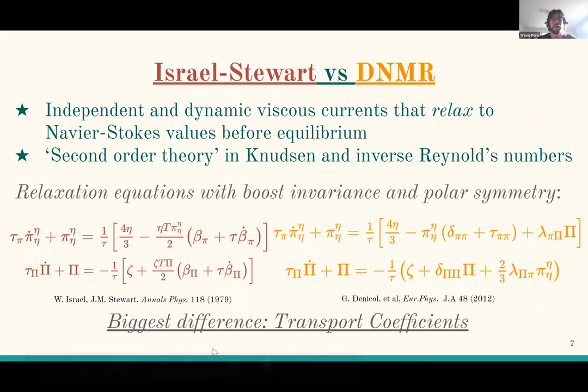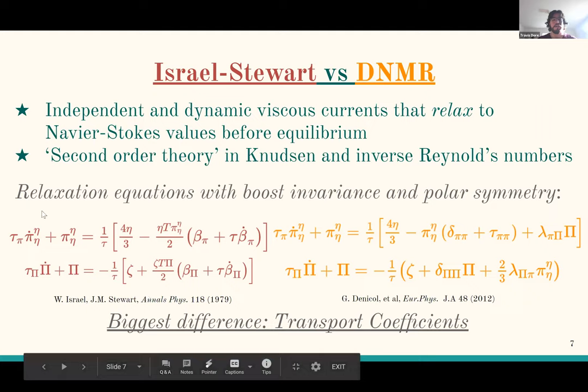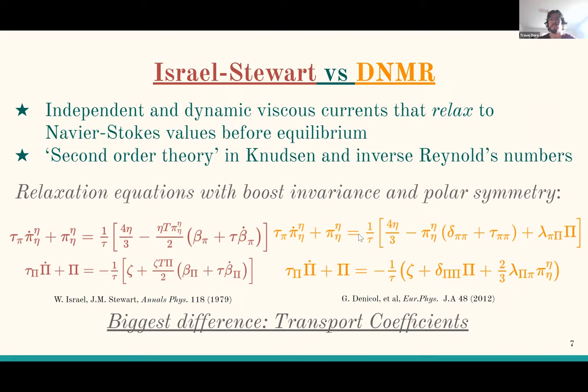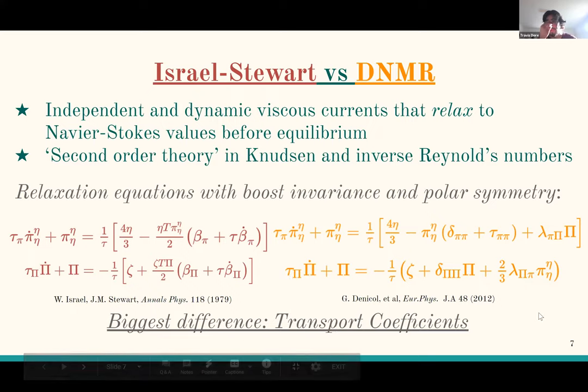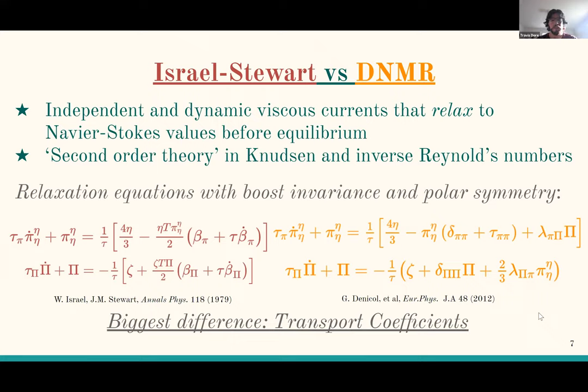And when I say toy model of hydro, I really mean this. We're going to have these relaxation equations, but we're going to apply a boost invariant symmetry as well as a polar symmetry. So it's really Bjorken flow that is the toy model we're going to be using. But the main difference between these two formulations is really the transport coefficients and what gets encoded into those. So this is going to be the hydro that I'm using throughout this talk.